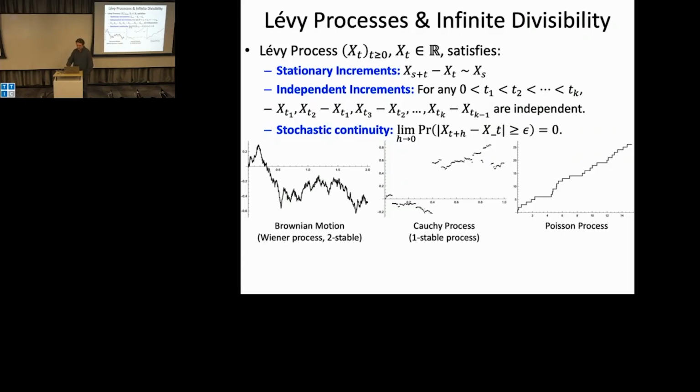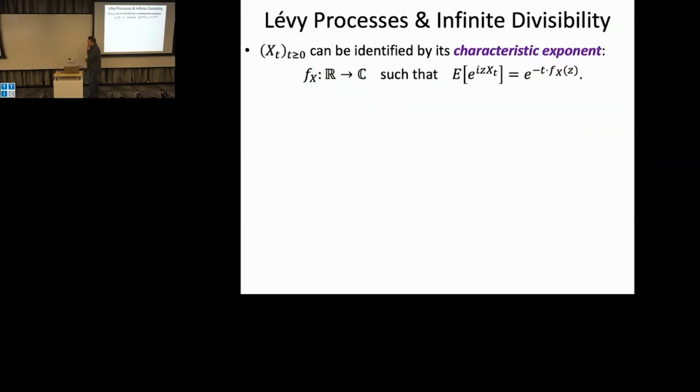So how is this connected to functions that we care about? It turns out that each Levy process can be identified with its characteristic exponent. What I mean by this is that if you look at the characteristic function of the process, e to the i times z, where z is your parameter, times this process at time t, the expectation of this will be something linear in time in the exponent, times something that depends only on z.